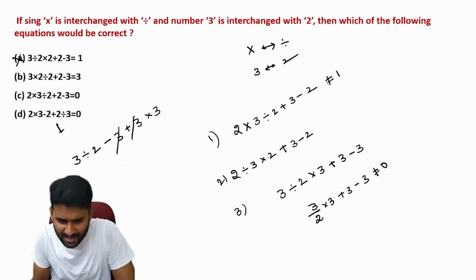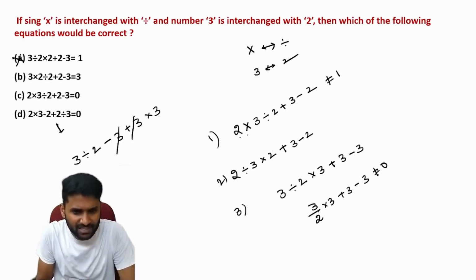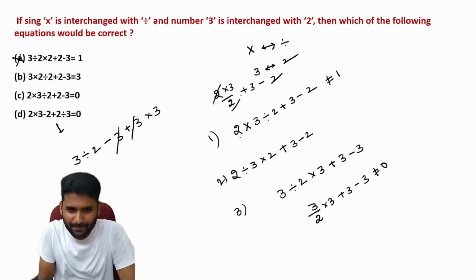Yes, let me check with the first one again. We are changing to 2 into 3 divided by 2 plus 3 minus 2. 2 cancels. 3 plus 3 is 6. 6 minus 2 is equal to 1. Okay, 1 is not wrong. So 2 divided by 3 multiplied by 2 plus 3 minus 2 is equal to 3. 2 divided by 3 into 2. So definitely 2 is also wrong.